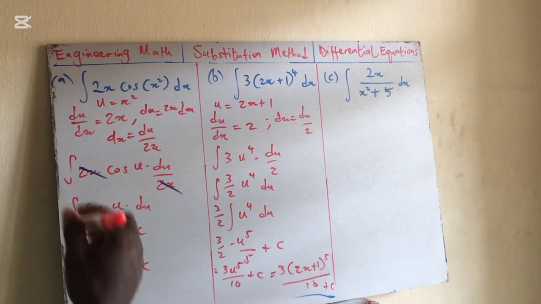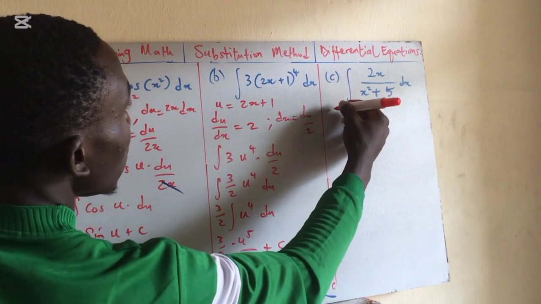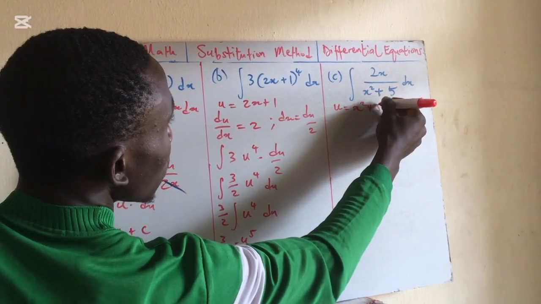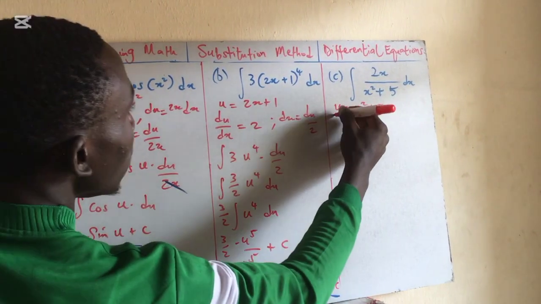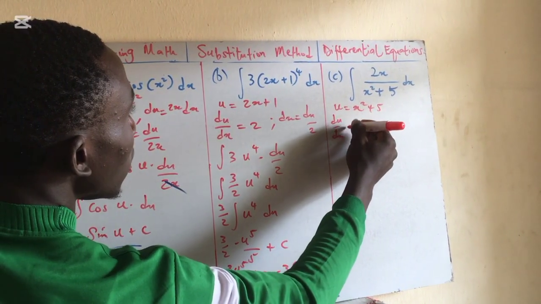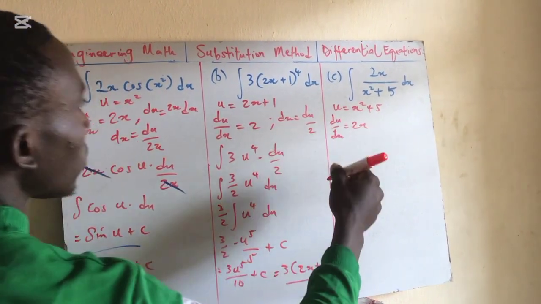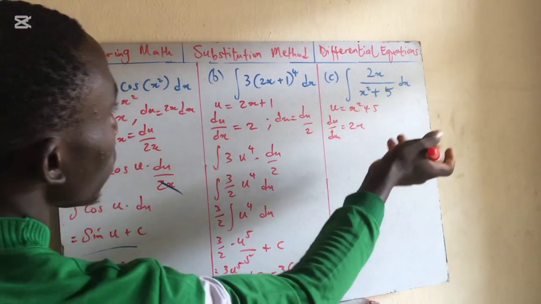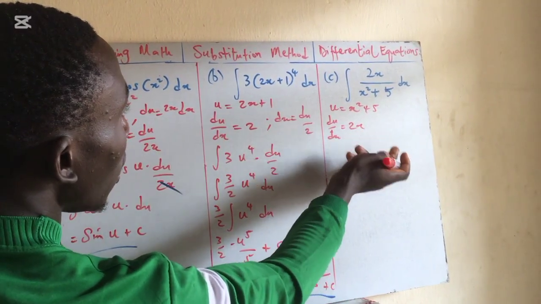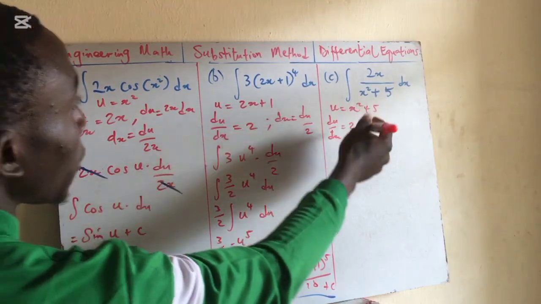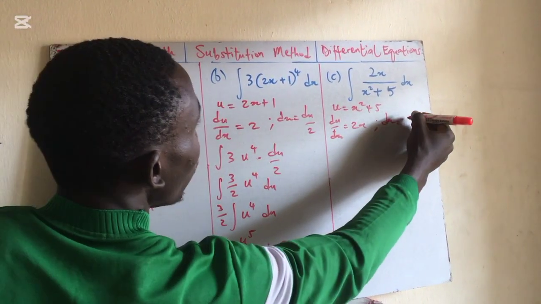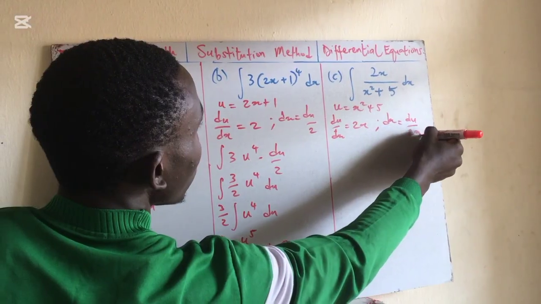Represent the complex part by a variable. So I say u is equal to x squared plus 5. So I differentiate, du/dx is equal to 2x, right? 5, you cannot integrate 5, it will give you nothing there. So I will just bring dx as subject of formula here. So I'll be having dx equals du over 2x.